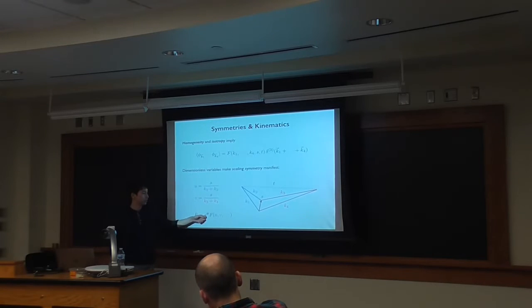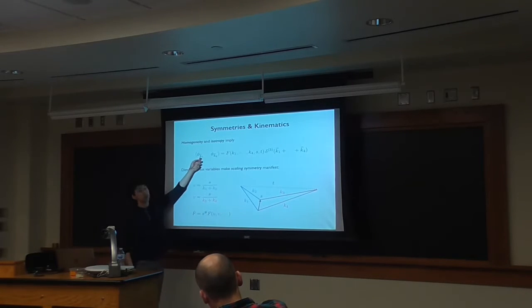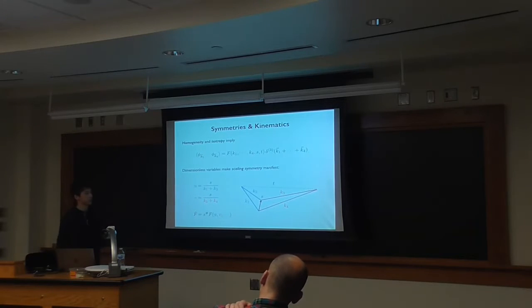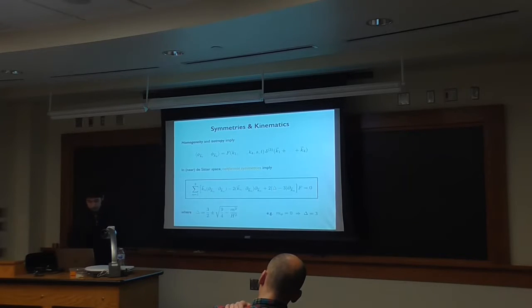So the powers in s would be fixed in terms of the mass of these fields that appear in the 4-point function. Symmetry constraints so far have been rather trivial, but the non-trivial constraints come from imposing conformal symmetries. More precisely, we require the 4-point function to be invariant under the so-called spatial conformal transformations.